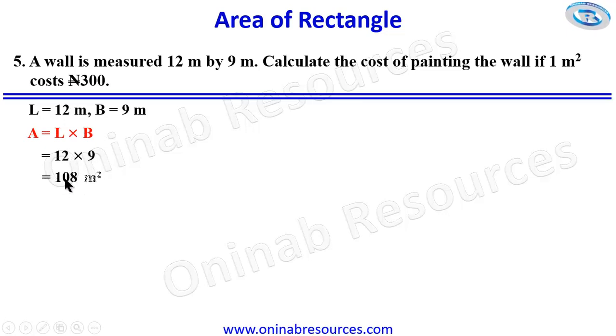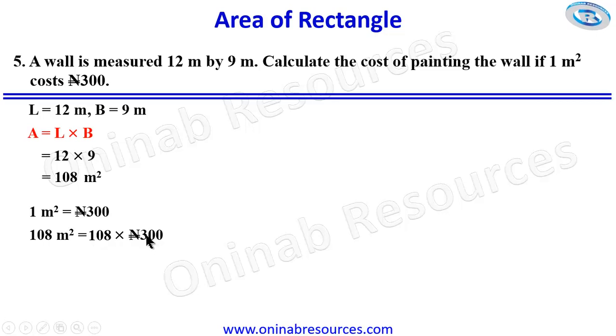12 times 9 is 108 square meters. We are given 1 square meter is 300 naira. Naira is Nigerian currency. Since 1 square meter is 300 naira, 2 square meters will be 2 times 300, 3 square meters will be 3 times 300. So 108 square meters will be 108 times 300 naira.